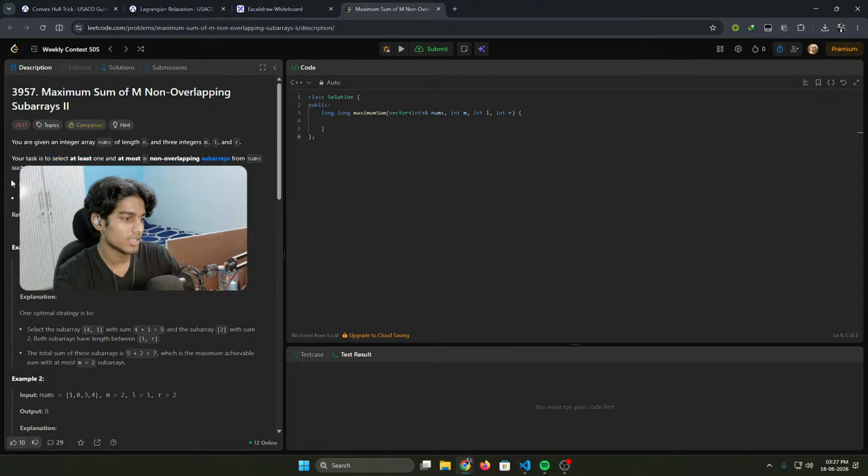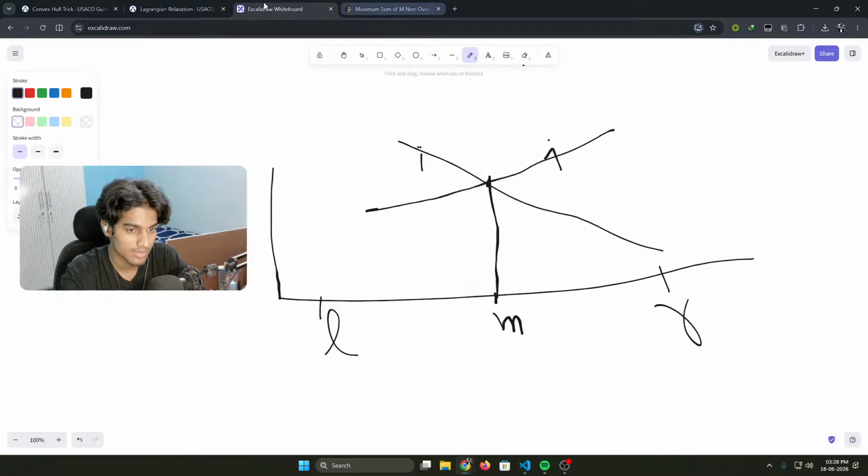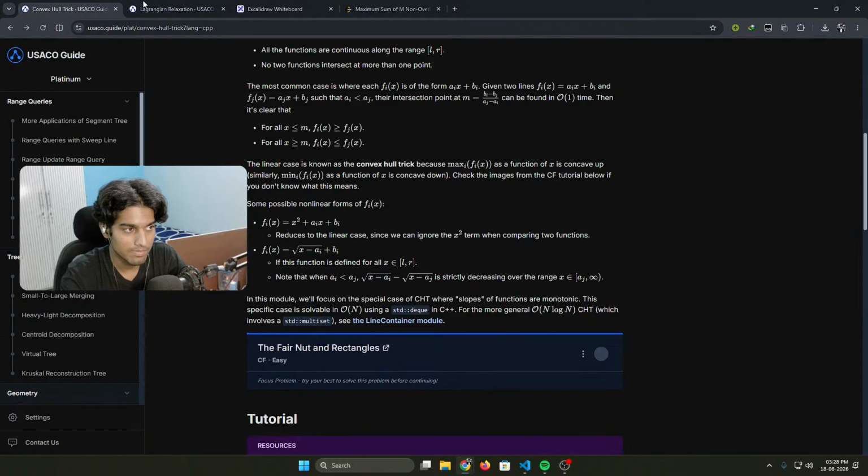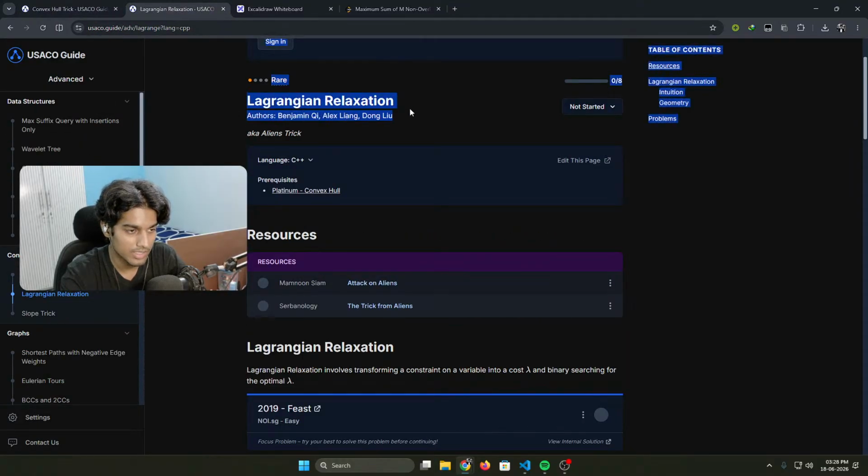This problem requires these concepts, right? This problem requires even advanced concepts, like Lagrangian relaxation. But it's not something that is new to me, because I have already studied these things in my college syllabus.